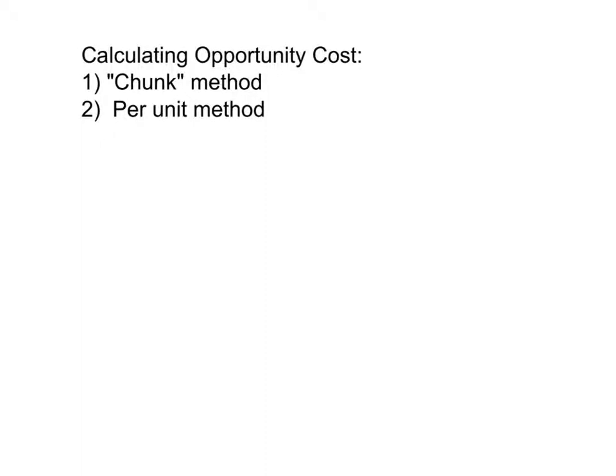In today's hint, we're going to talk about calculating opportunity cost, and I'm going to talk about two different methods. These are just my terms for them. The first is called the chunk method, and the second is called the per unit method. Which method you're going to use in a problem will be clear to you if you read the question carefully, and we'll give you examples of these in this hint.